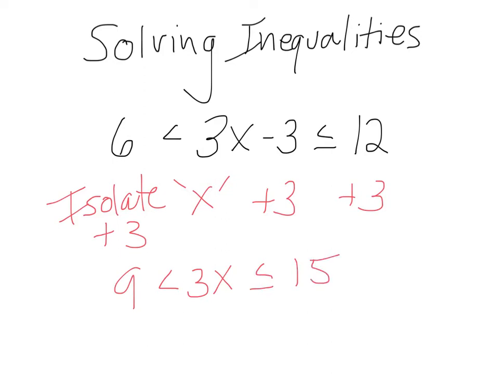Now our last step is just to divide by 3, and again we have to do it to all 3 sides in this case, and that gives us this final compound inequality here. That looks like this. Now this is saying that x is greater than 3, but less than or equal to 5.